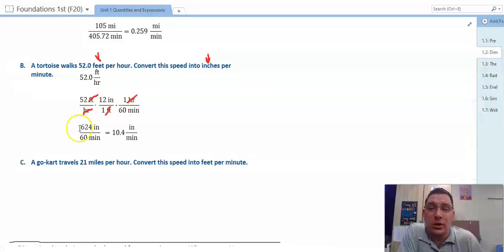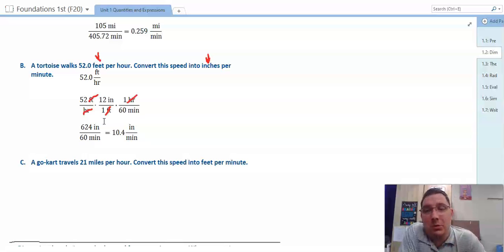Multiply all that across, 624 inches over 60 minutes. And so reducing that down, we get that is going to be 10.4 inches per minute. And if we go back, the only units we had in the original problem was the 52.0. And so that means our final answer can have 3 significant digits in this case. And so that is why we get 10.4 inches per minute.